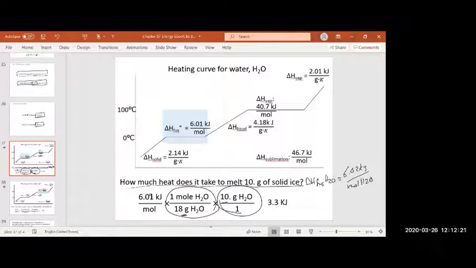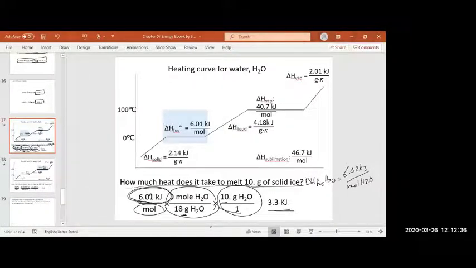Then you will multiply it by the delta H fusion. How will you write it down? Which one will go to the top? The heat will go to the top. The mole will go to the bottom. Do the math and you will get how many kilojoule we need.